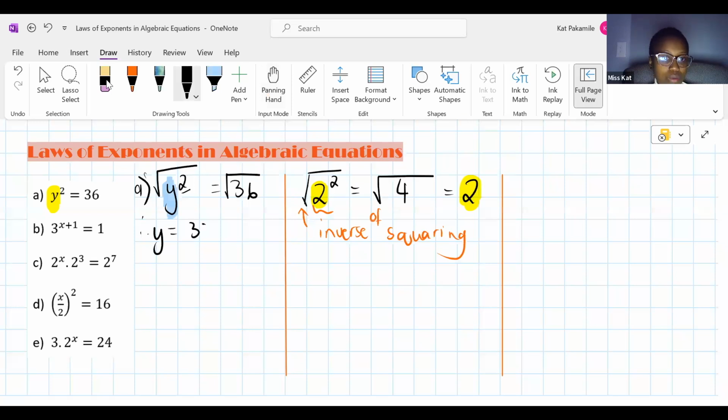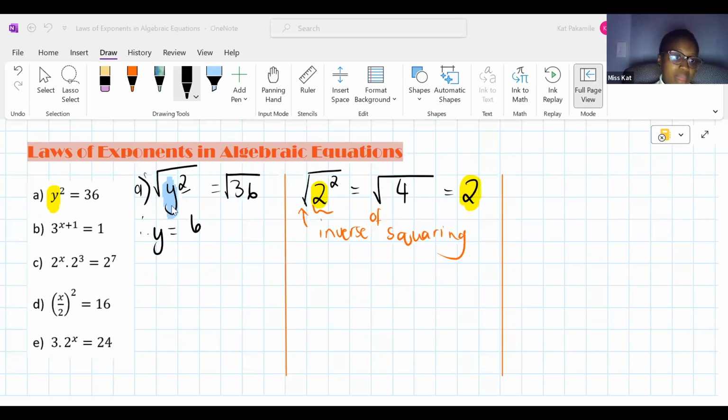No, not 30. Of course, I'm going to write 36 because I forgot to say something very important. What you do on the left, you do on the right. So if you're going to square root y squared, you have to go and square root 36. So therefore, y will be equal to 6. Okay, guys, it's not that bad.